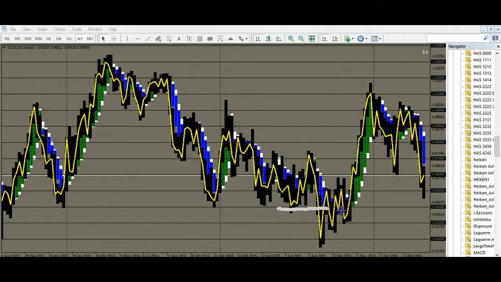The plunge down into here, and not only did it recover to here, it stalled out here. This was supposed to be the big resistance.